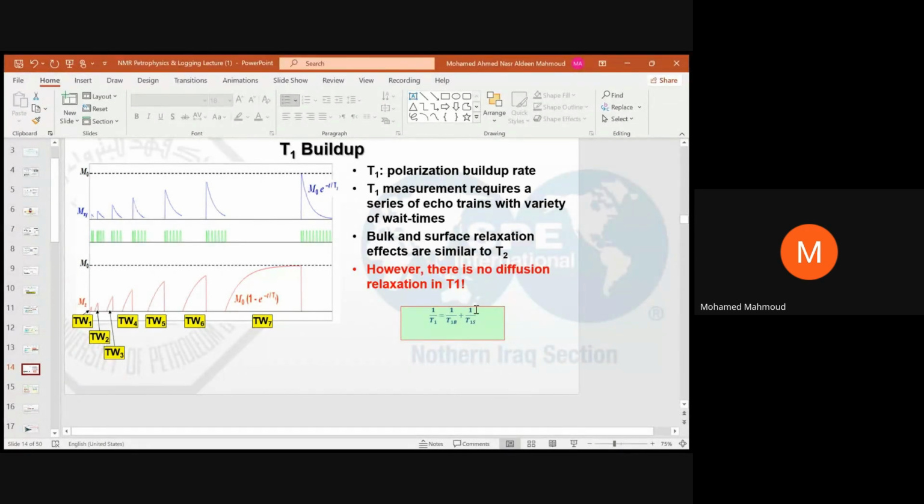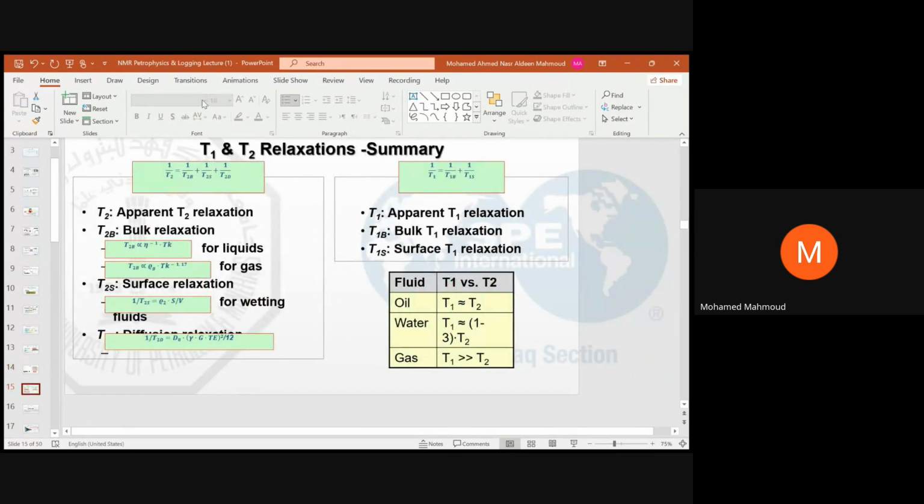So the diffusion part, if you have any magnetic field inhomogeneity, does not affect the T1 because it's in the Z direction, the longitudinal direction. It doesn't affect the spin lattice, which is related to the mineral itself. But why don't we use T1? T1 takes a longer time to get full recovery compared to T2. T2 we can get in a much shorter time. This is why in logging applications we use T2, to save time and to save the cost of the job. So this is the summary for the relaxation times T1 and T2 and the components for both.